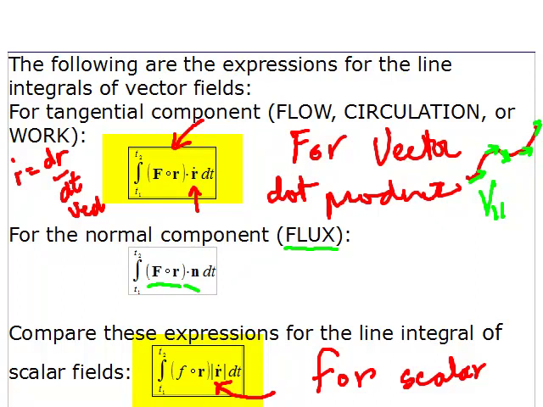The dot with the normal, so here's your line, and here's the normal to the surface. When you take the dot product of F, say F looks like this, with the normal, you're going to get the normal component.